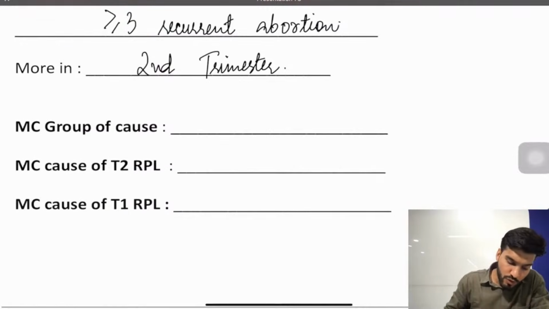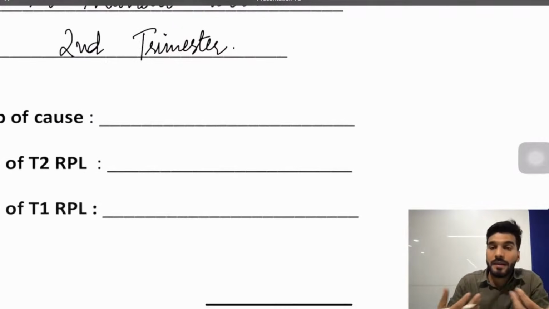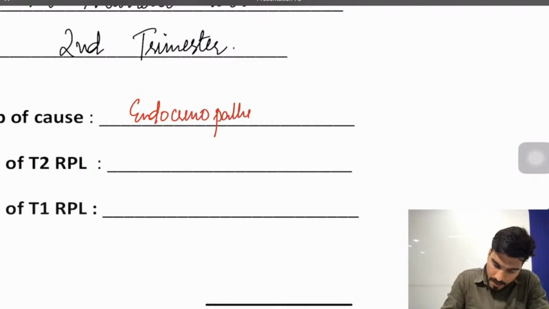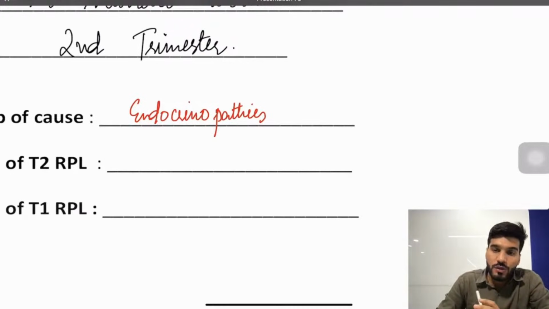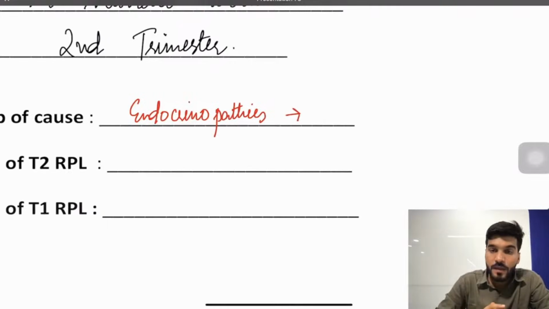Now the most common group of causes for recurrent pregnancy loss overall is endocrinopathies. What is included in endocrinopathies? You already know. What is the most common endocrinological disorder in a reproductive female? Can you answer in the comment section? Anyone? Which causes related to abortion involve endocrinopathies? Yes, anyone? What are the causes?